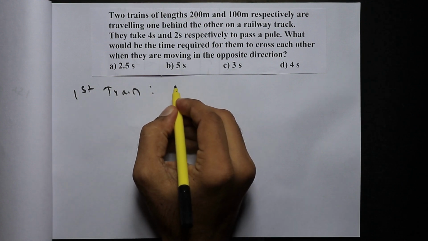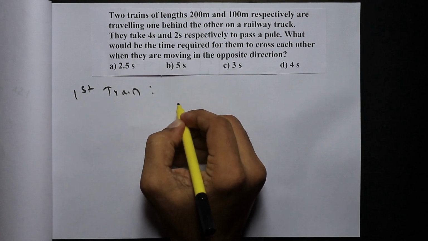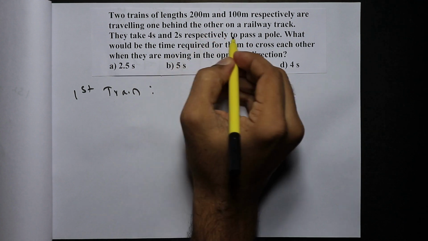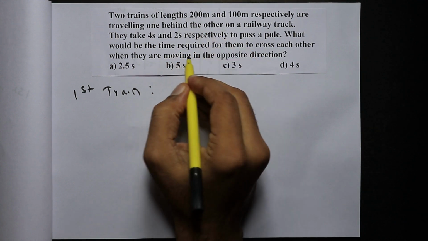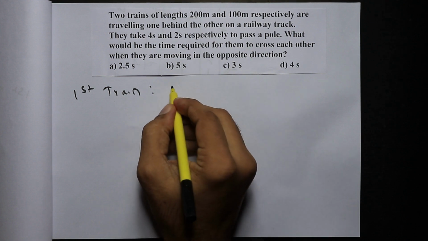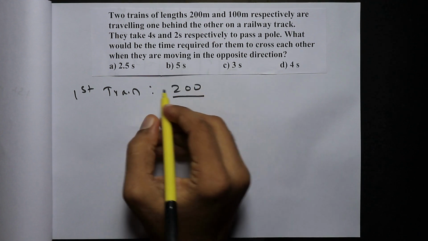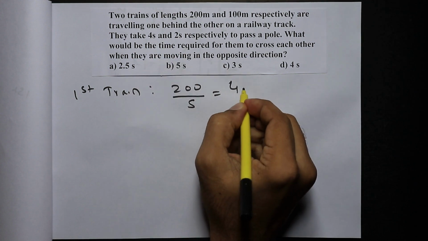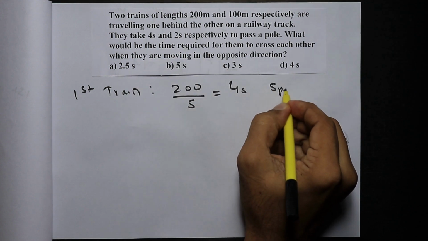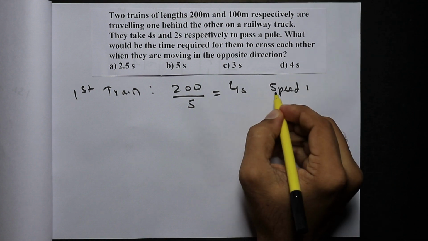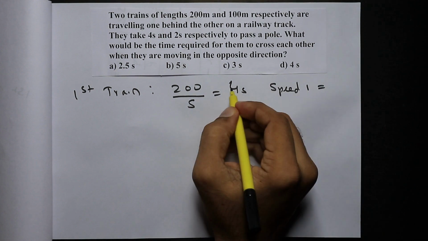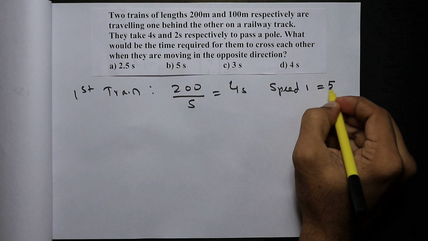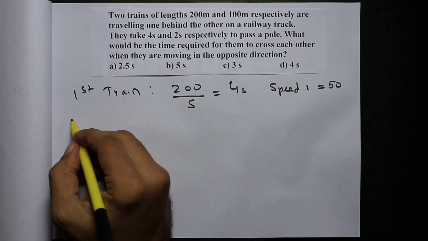Now you have the basic formula, distance by speed gives you time. For the train to cross a pole, the distance to be moved is the length of the train. So distance is 200 meters by speed gives you time, and the time required is 4 seconds, from which you will get speed of the first train. I'll just mark it as speed 1, that is equal to 200 by 4, that is 50 meters per second.